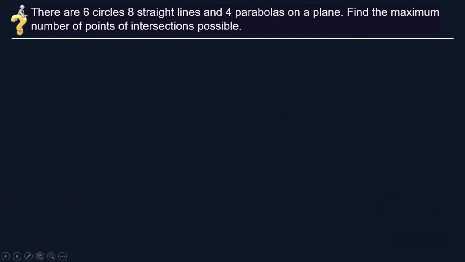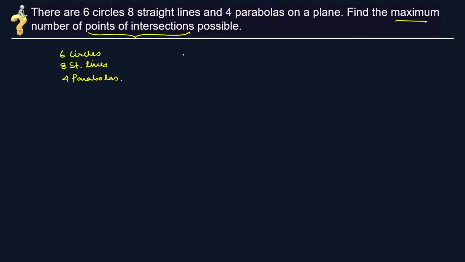See this question. There are 6 circles, 8 straight lines, and 4 parabolas on a plane. Find the maximum number of points of intersection possible. Maximum number.